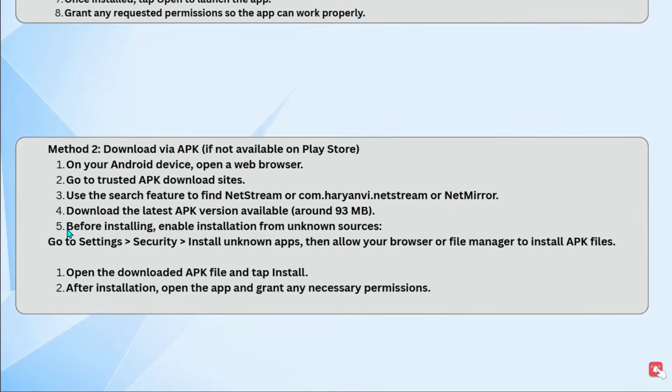Before you install the APK, you'll need to allow app installs from unknown sources. Go to your phone settings, then Security or Apps, and look for Install Unknown Apps. Tap on your browser or file manager and allow permission from that source. Then go back to your downloads, tap the APK file, and install it.